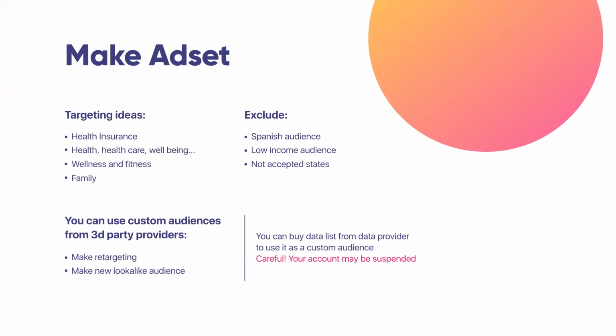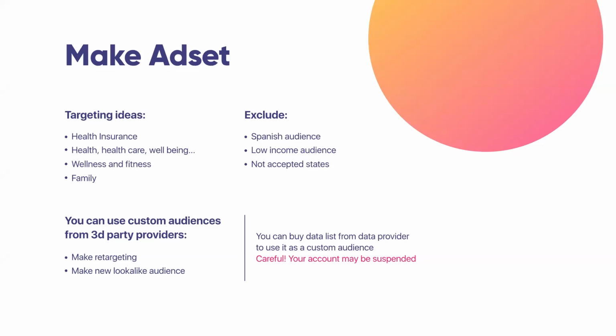So the first thing you need to do is make an ad set. Basically you put the targeting and, as I remember, the budget. As for targeting, you can use some interest targeting, like you can choose health insurance in the interests, or some general interests like healthcare, well-being, maybe fitness and wellness, some family interests, because good clients are those clients with family policy.